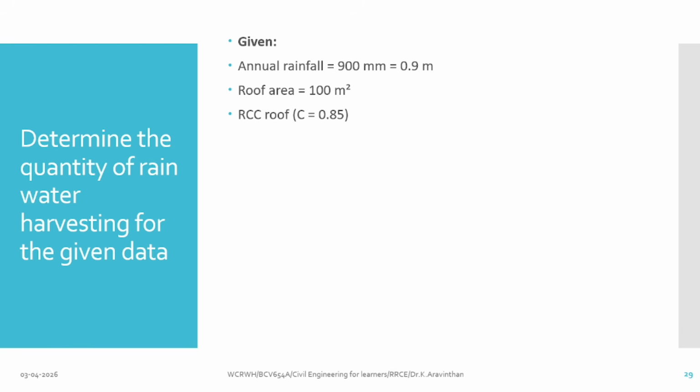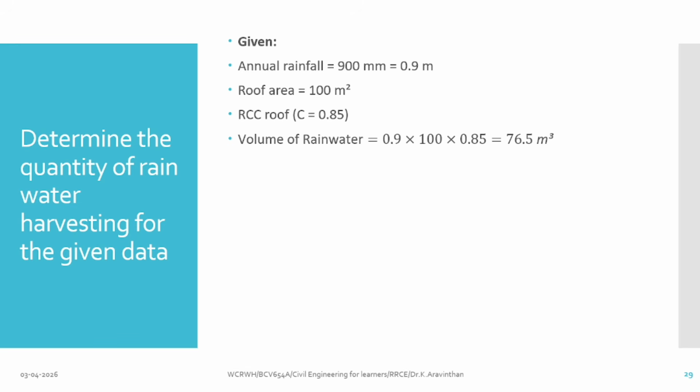Determine the quantity of rainwater harvesting for the given data. Here there are three data given. Annual rainfall is 900 mm, rooftop area is 100 meter square, and it is taken as RCC roof. If they have given, you can assume runoff coefficient from 0.8 to 0.9. Here it is given as 0.85. In problems, if it is not given while solving in university, you can assume from 0.8 to 0.9.